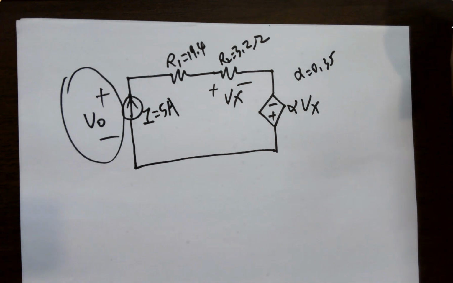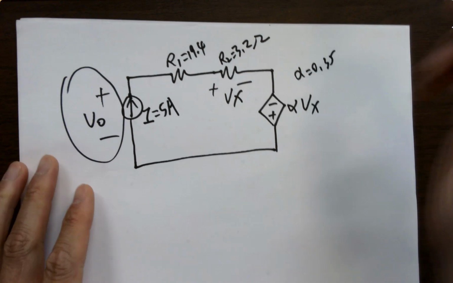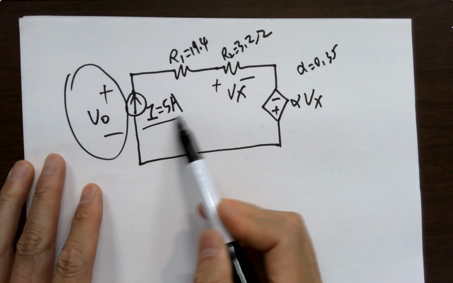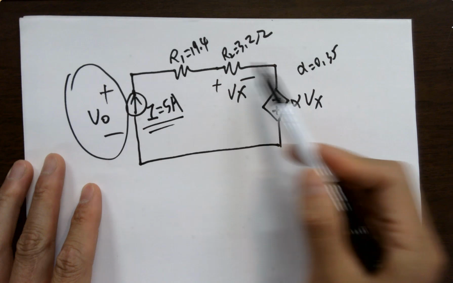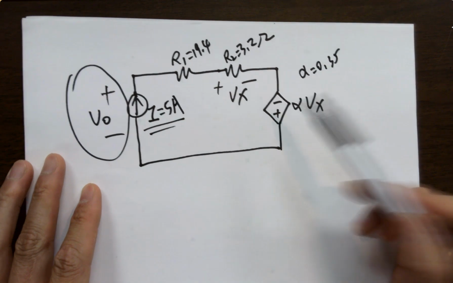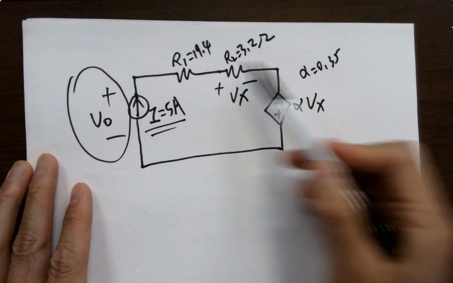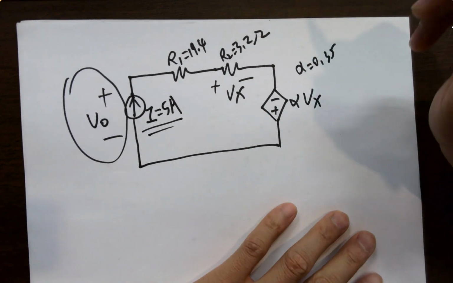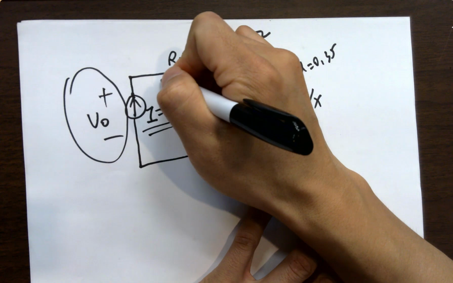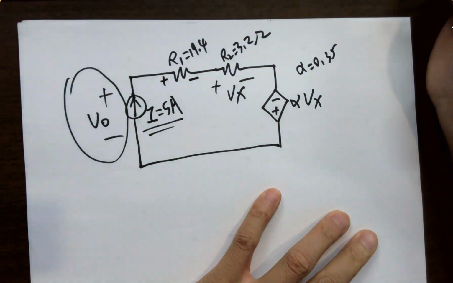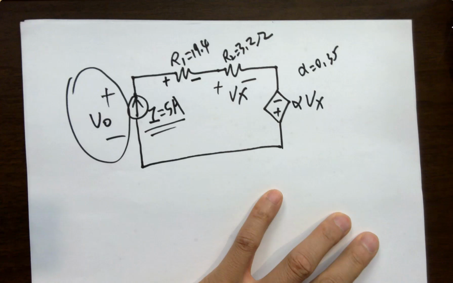Where do we start? Look at the current. It's just one branch, so it becomes super simple. Just one branch, 5 amps. It's 5 amps everywhere. Doesn't matter what kind of voltage sources you have, it's going to force the current in this whole loop to be 5 amps no matter what. So according to Ohm's law, current flows through a resistor. You're getting a what?